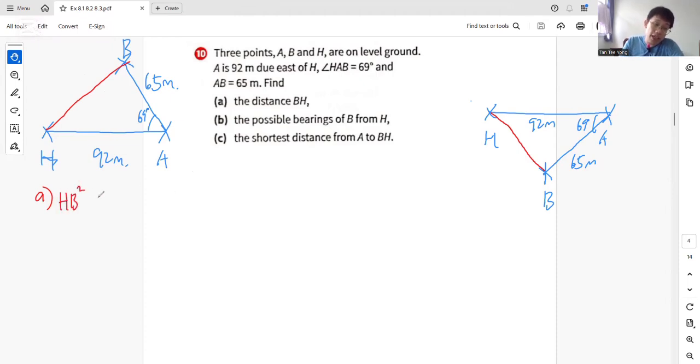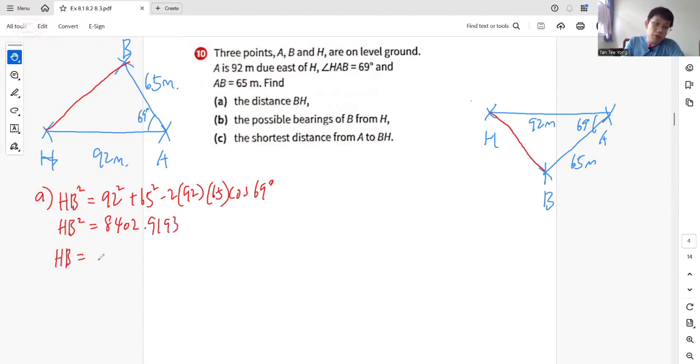So HB squared equals 92 squared plus 65 squared minus 2 times 92 times 65 times cosine 69 degrees. So HB squared will be 8402.9193, and then HB, square root, we will get 91.6674. Rounded off to 3SF, that is 91.7 meters. So this is for part A. Then let's move on to part B.